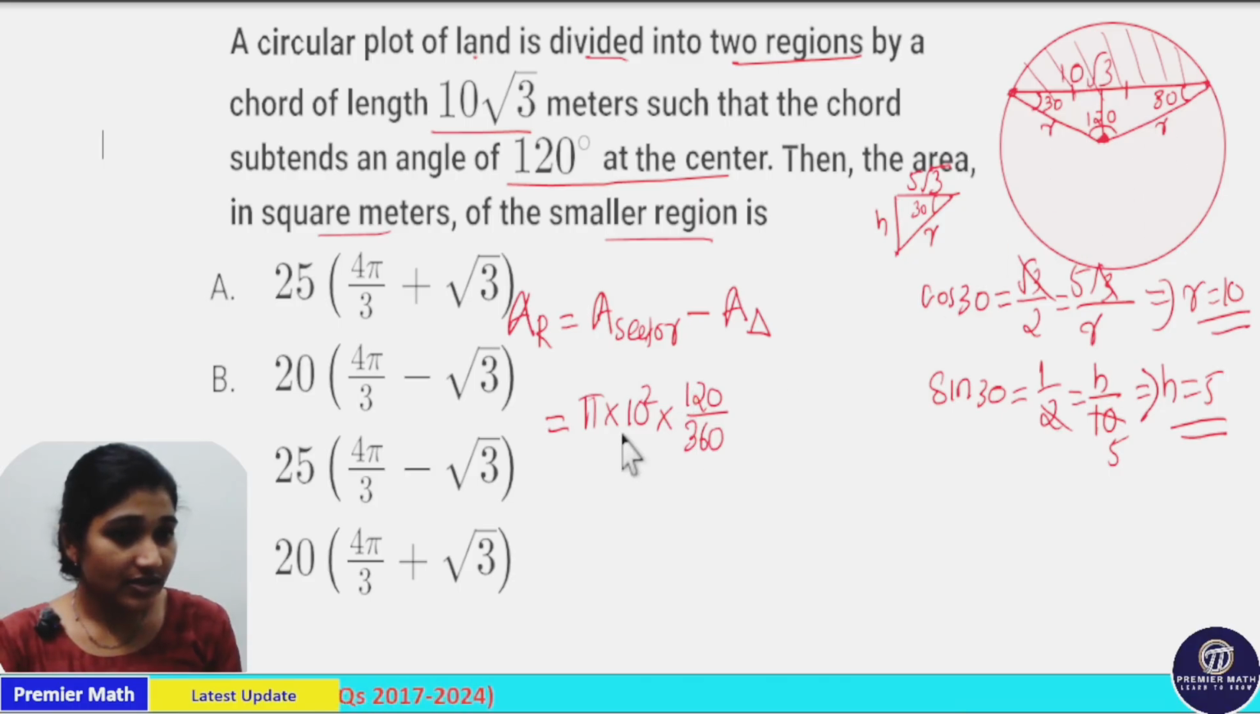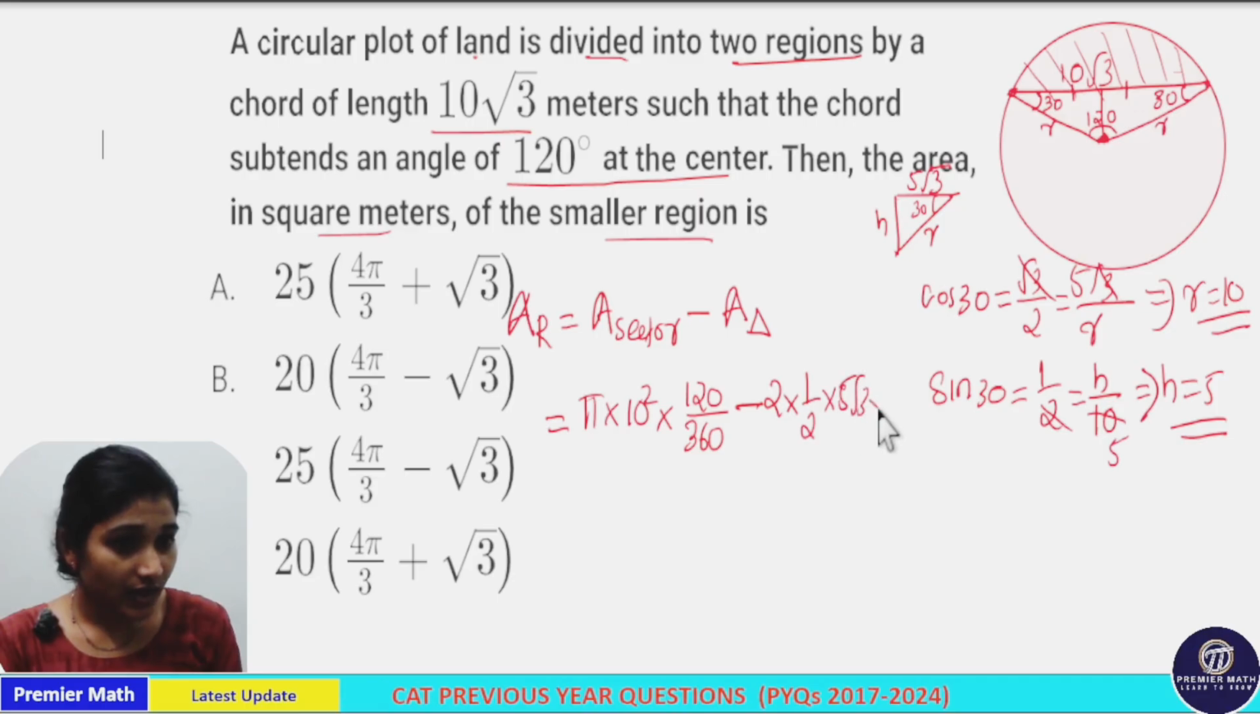The area of the circle is pi r square, but we need the area of this sector, where theta is equal to 120, so 120 out of 360, minus the area of the triangles. Here there are two triangles. Consider it as two triangles, then 2 into half into B into H, where B is equal to 5 root 3 and H is equal to 5.